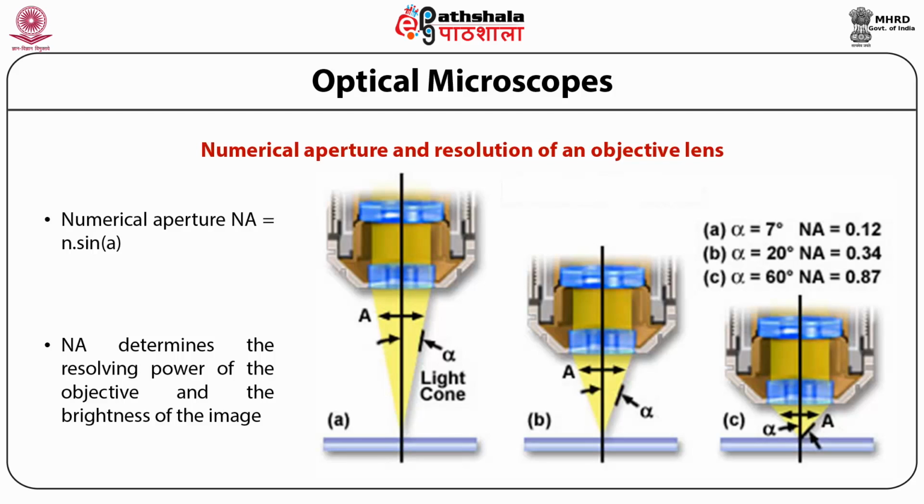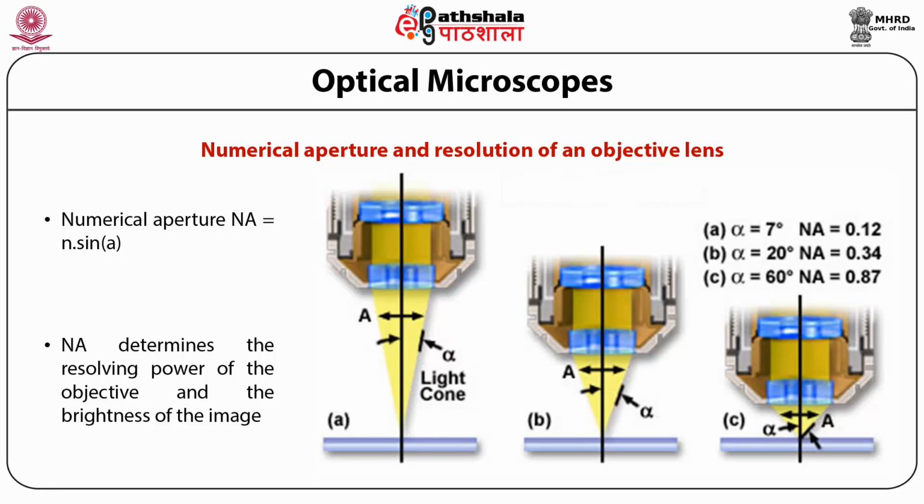So when the numerical aperture is different, that means the acceptance angle alpha, the angle of the light cone, is different. In the first case, you have alpha equal to 7 degrees. Any light which is outside this angle alpha doesn't reach the objective. So those objects which are away from this angle cannot be seen by the objective.